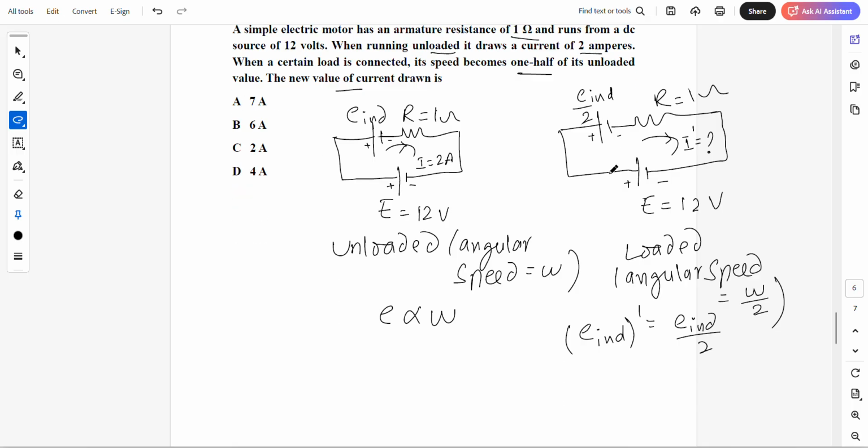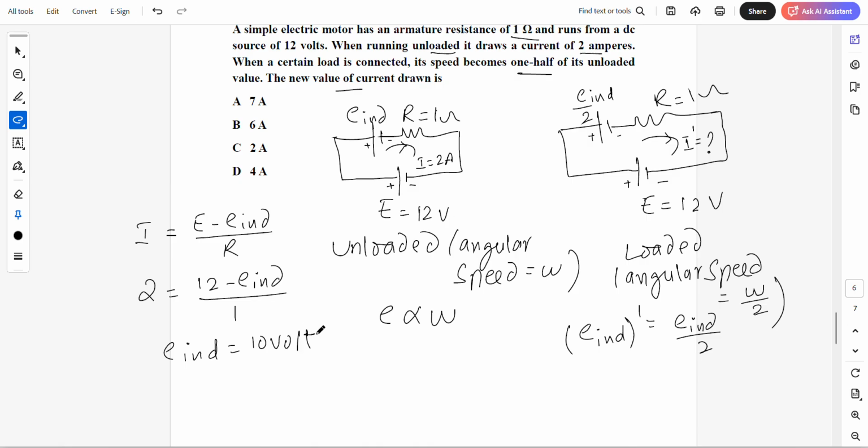First, let us calculate how much E induced is here. Just now we have seen I is equal to capital E minus E induced, divided by R. You know I is 2, you know capital E is 12, E induced I do not know, and R is 1. Therefore E induced is 12 minus 2, which is 10 volts. Now the new E induced will be 10 by 2, which is 5 volts.